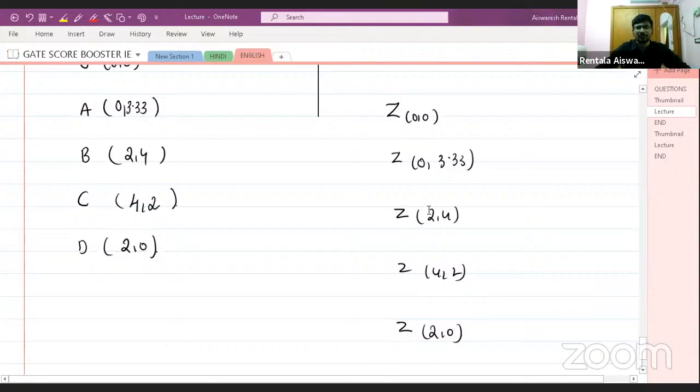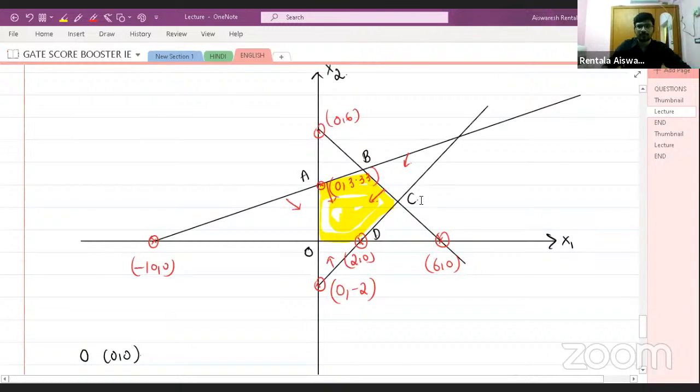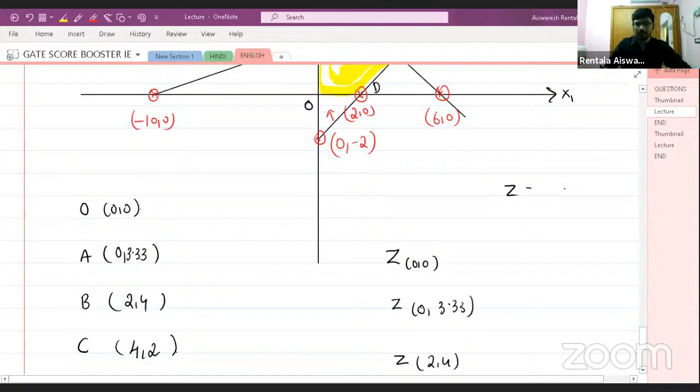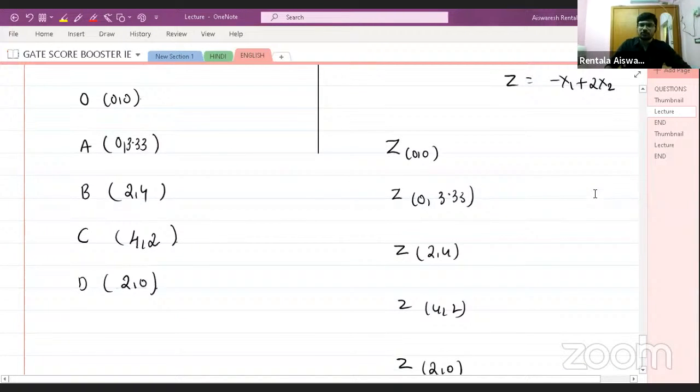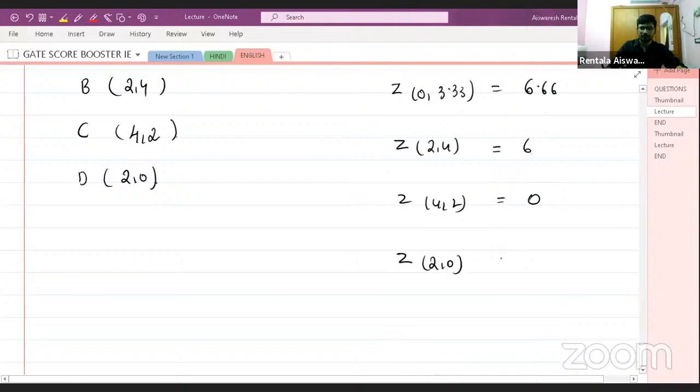Okay, so I think Z is minus x1 plus 2x2, right? So this will be 0 and 6.66, I guess. So minus 2 plus 8, it will be 6. Minus 4 plus 4, it will be 0. This will be minus 2, right? Now please check the values.